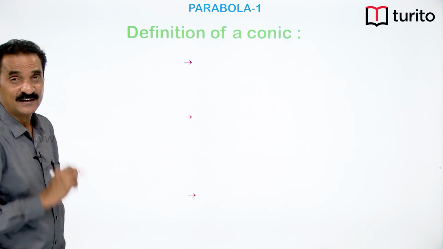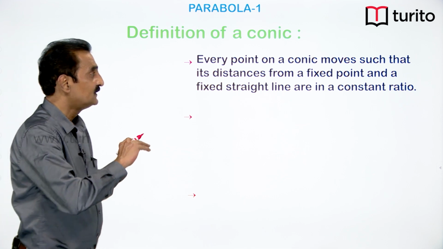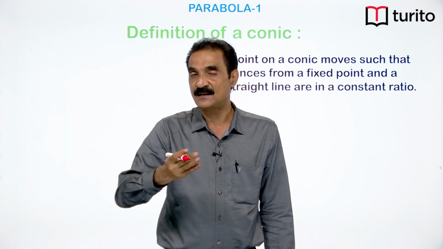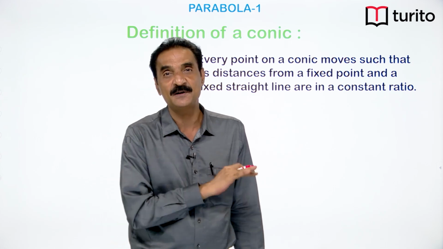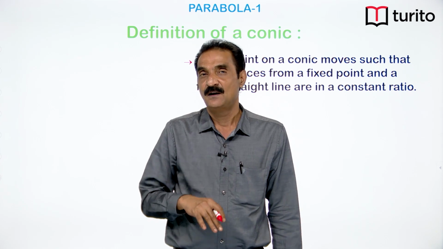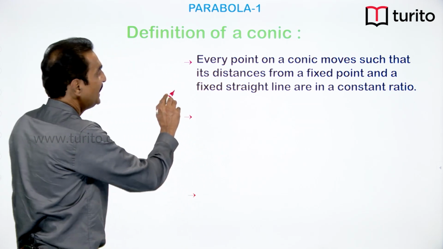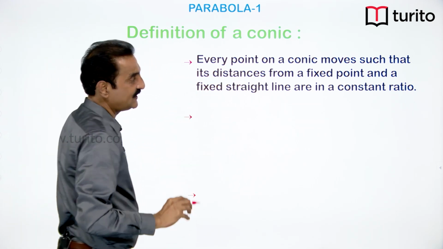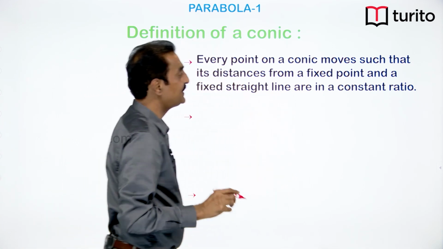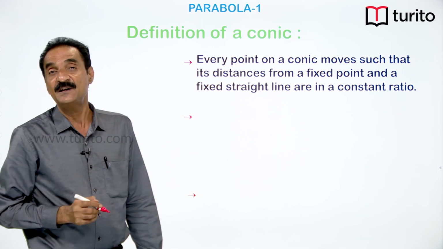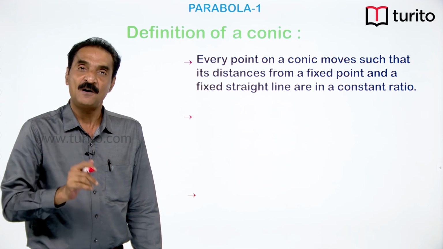Now let us discuss the definition of the conic. First point, here circle, parabola, ellipse, hyperbola are called conic sections. What is the link between these curves? Every point on a conic moves in such a way that its distances from a fixed point and a fixed straight line are in a constant ratio. This is the general property of all these conics.